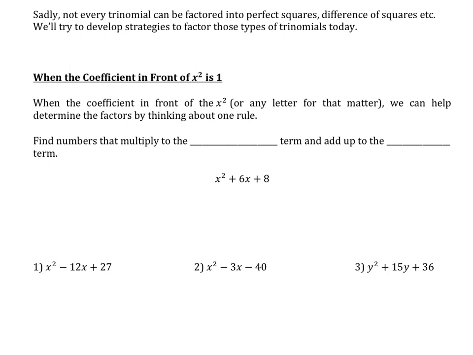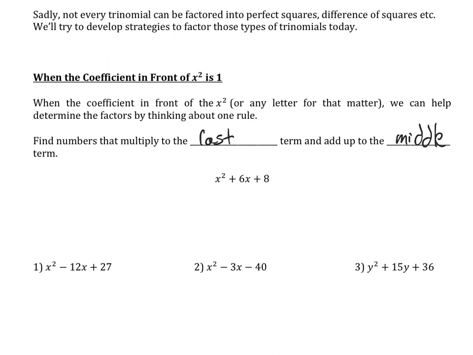All we're going to do is find numbers that multiply to the last term and add up to the middle term. You may have done this before, you may have not. I'll just take a look at how this works in practice. So we have this function x squared plus 6x plus 8. We want to factor it. Probably can do this in your head, but let's walk through the process.